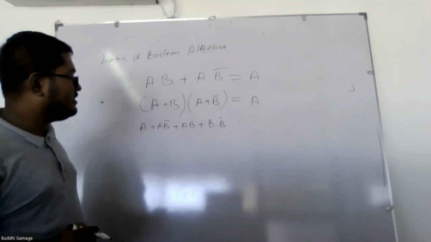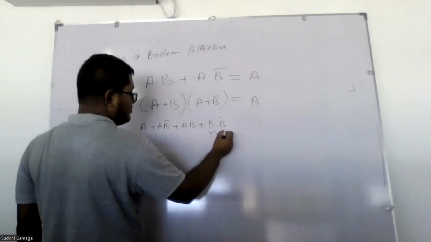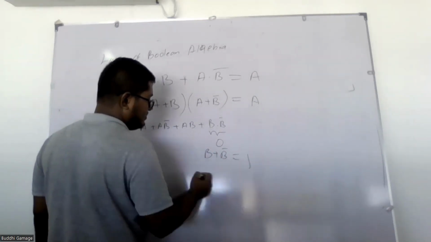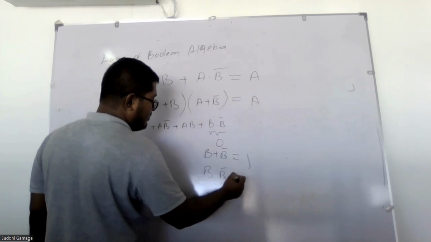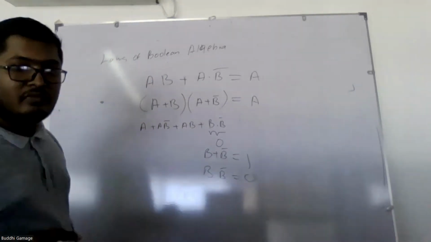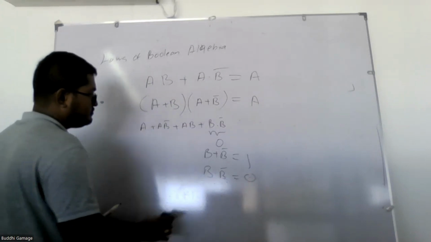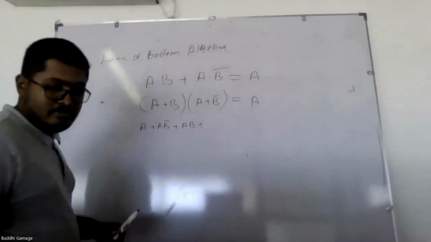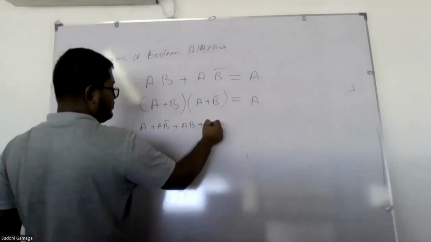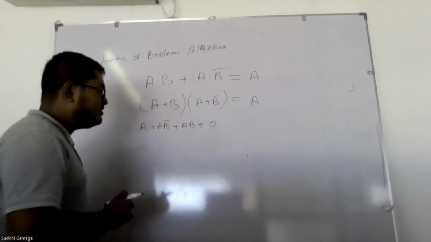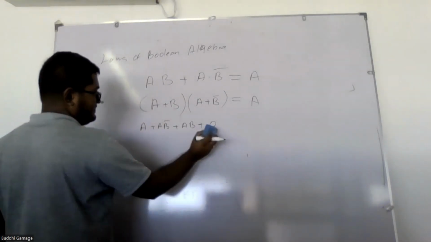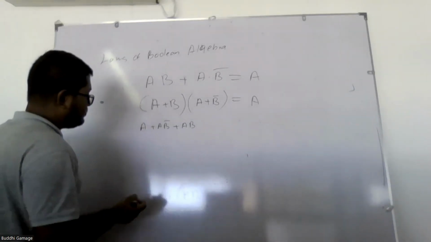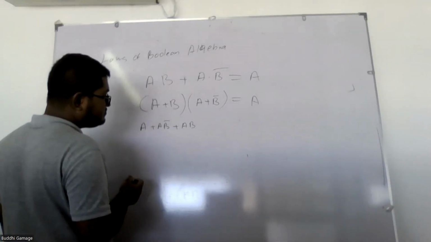Here it's always going to be 0. B plus B bar will be 1. B dot B bar will be 0, right? So this part will be 0, and 0 plus something is always going to be that something. We can remove that one from here.